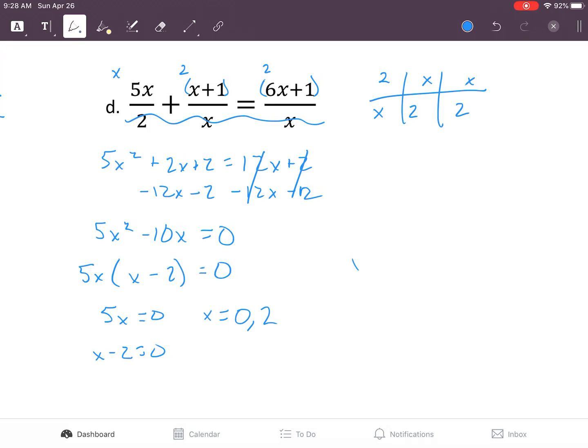Okay, again, we have to check our denominators. We have x, and x cannot equal 0. So this one, x equaling 0, does not work. The only answer that will work to solve this equation will be 2. Okay, so you've got to check which numbers can't work in your denominator.